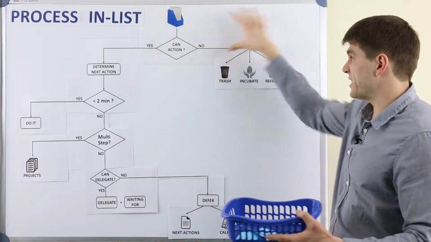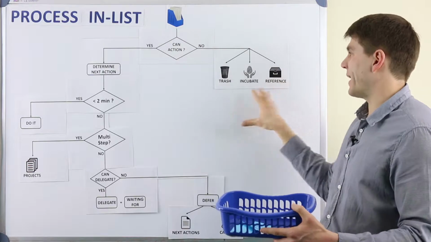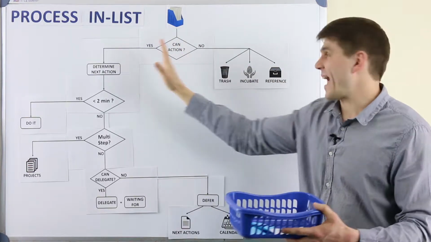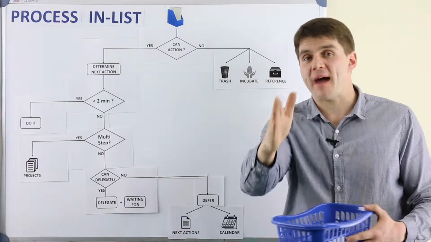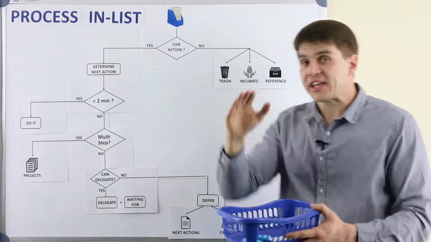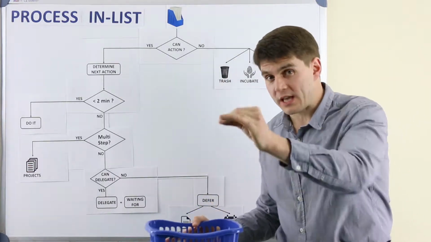So again, on this part of the diagram, you can see non-actionable items. Trash it, incubate it, or reference it. The more things end up on this side, the better, because they're off your list, because everything on the left here is actionable. Everything on the left you need to switch to at some point.